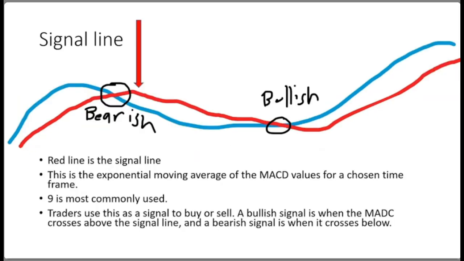The red line is the signal line. This is the exponential moving average of the MACD values for a chosen time frame. 9 is the most commonly used one. Traders use this as a signal to buy or sell. A bullish signal is when the MACD line crosses above the signal line, and a bearish signal is when it crosses below.